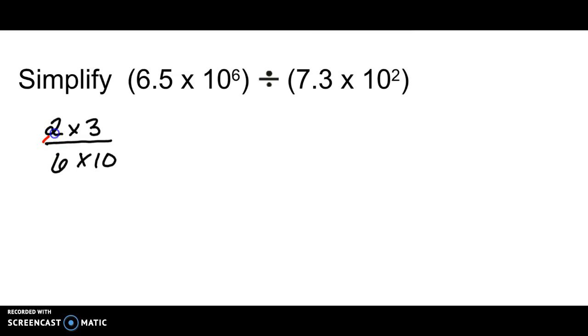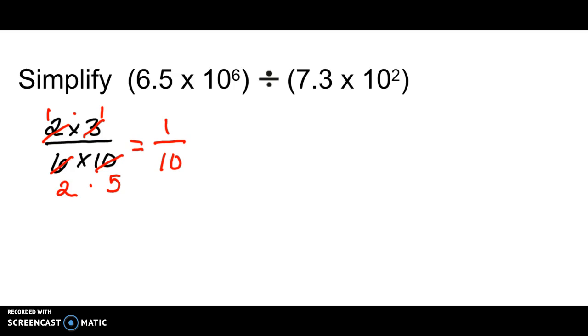So I can take the 2 and the 10 and divide both by 2. 2 goes into 2 once, 2 goes into 10 five times. The 6 and the 3 are both divisible by 3. So 3 goes into 3 once, 3 goes into 6 twice. Now I have 1 times 1 as my numerator, which is 1, and 2 times 5, which is 10, as my denominator. If you don't believe that that would work, go back and prove that this answer is 1/10.